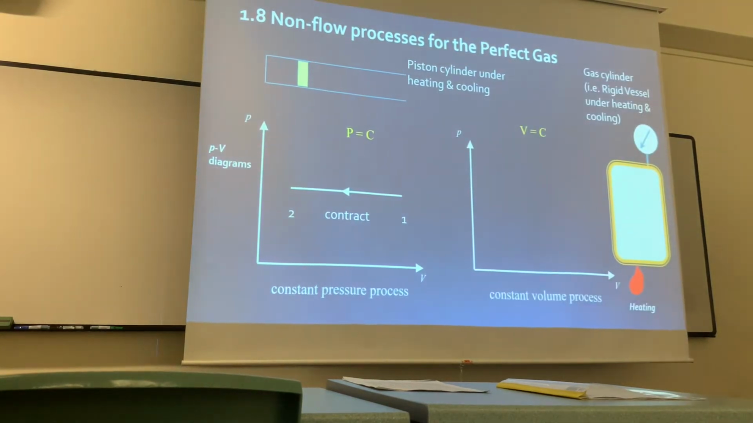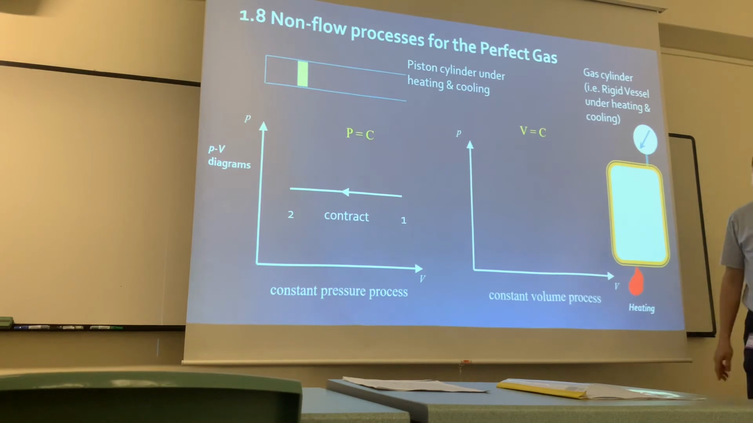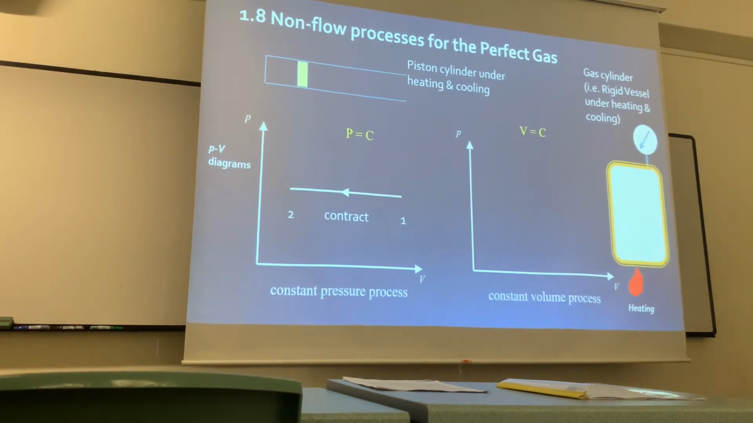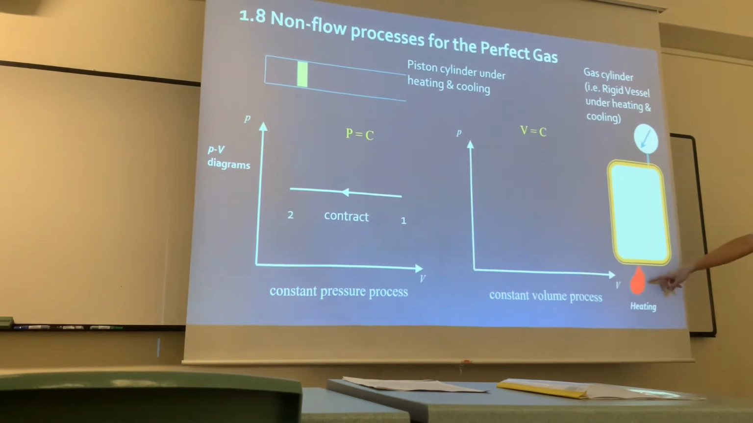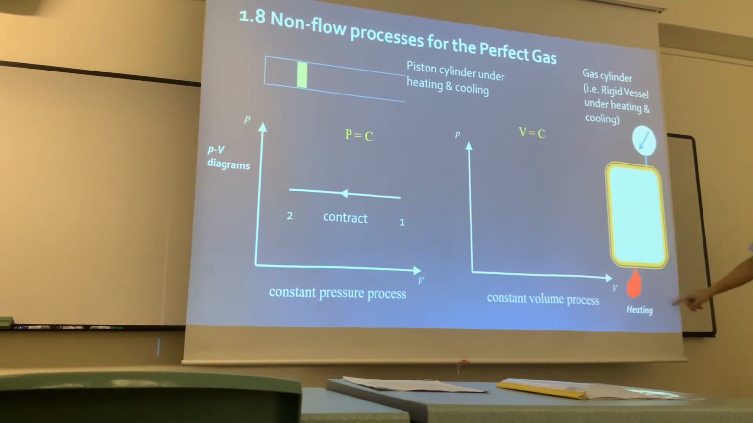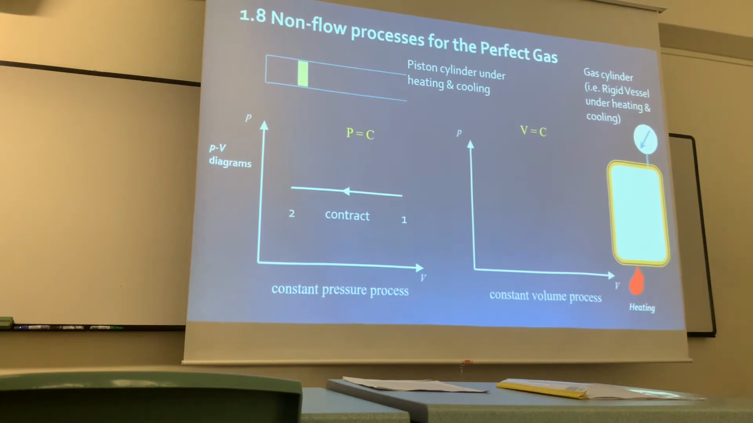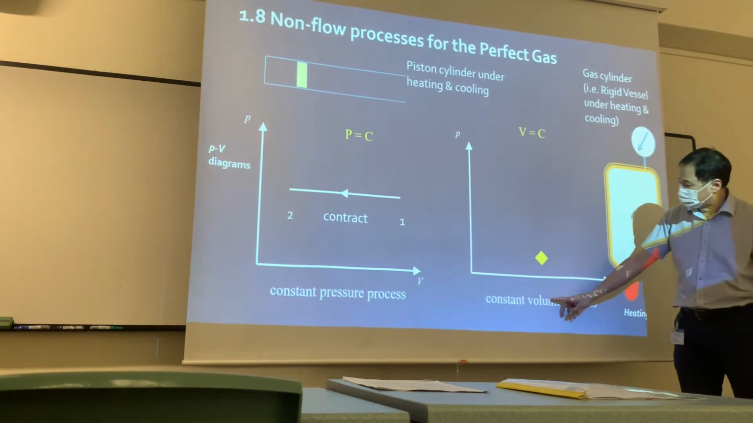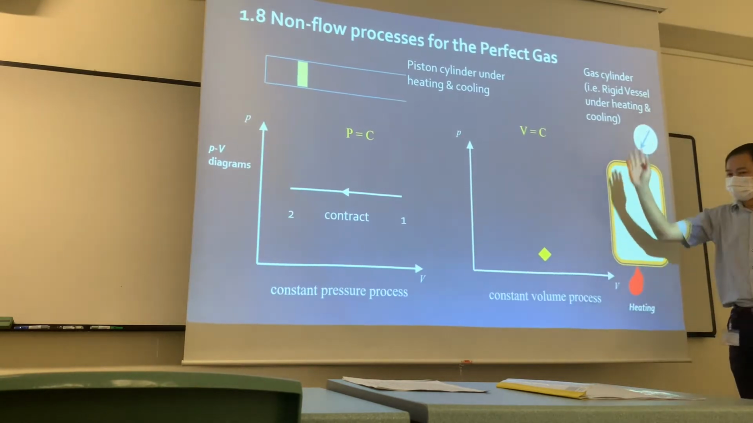How about constant volume? One very good example is the pressure vessel. I just have the fire extinguisher here. Fire extinguisher, the cylinder is a very good example. It's a rigid vessel. So let's say I have this container of air subject to heating, and this volume is fixed. Let's say it's 1 meter cube. So no matter what happens, the volume is always fixed. So you have a constant volume process, so it's a vertical line.